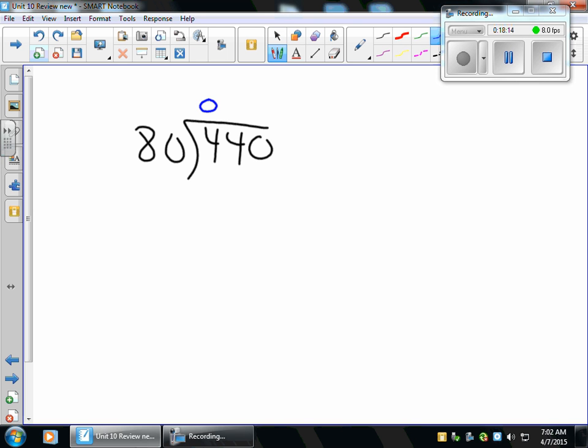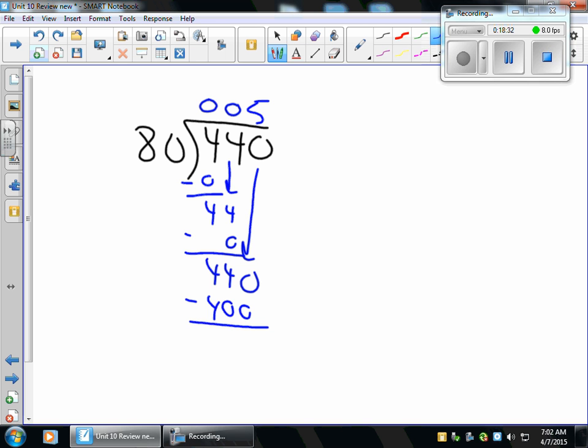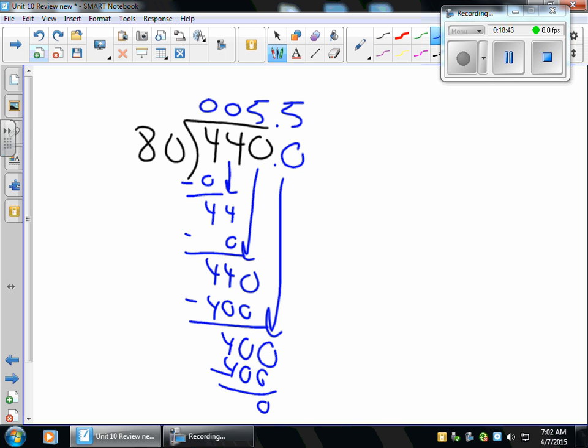80 goes into 4, 0 times. Subtract. Bring down the 4. 0, 0. Subtract. I just said 80 goes into 400 5 times, which would be 440. Decimal, decimal. Bring down 0. Remember, we don't want remainders on this. 80 goes into 400 5 times. It's supposed to be 0. 5.5.